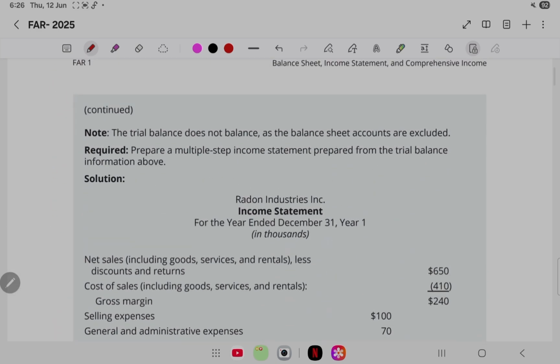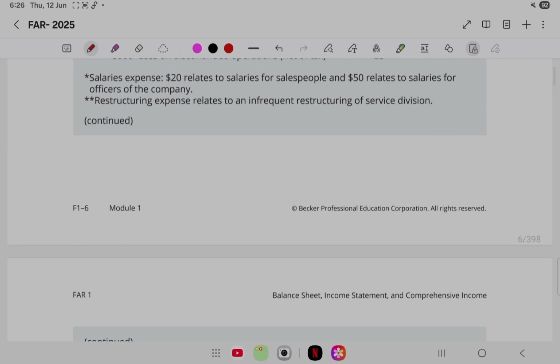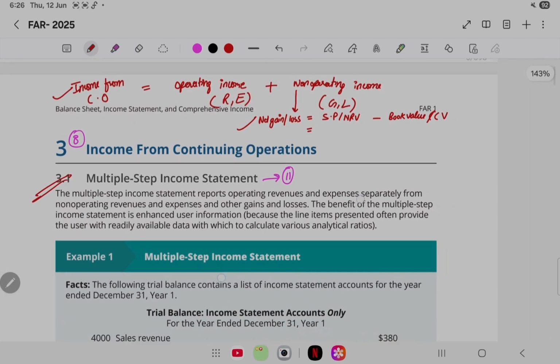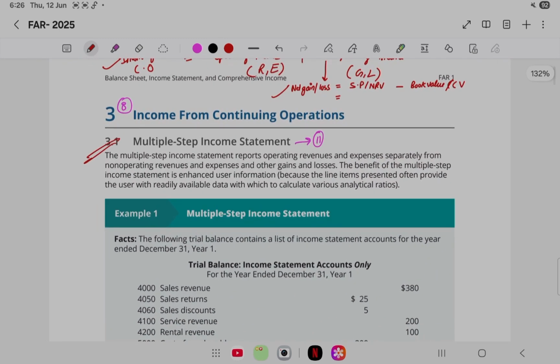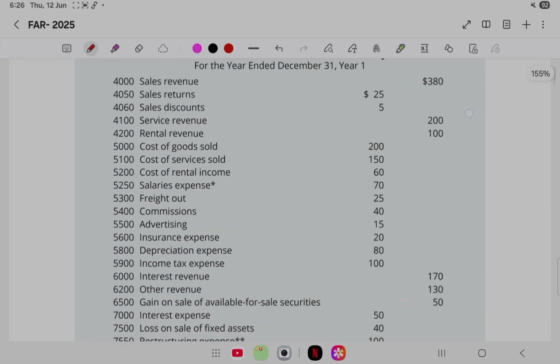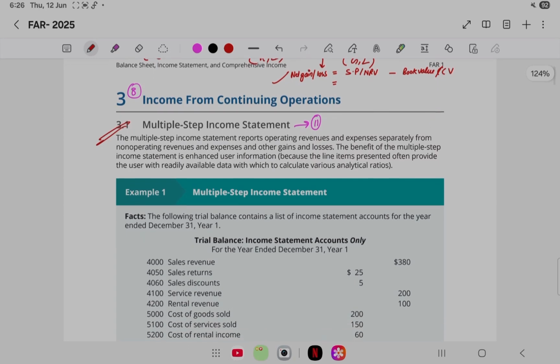Now for the multi-step income statement, there is also a formula you need to learn. Let's write it down here only.